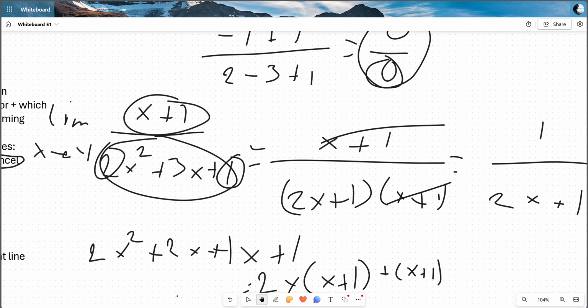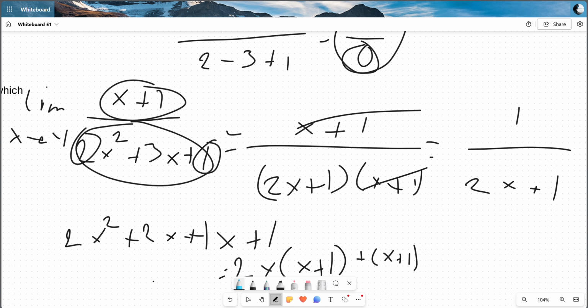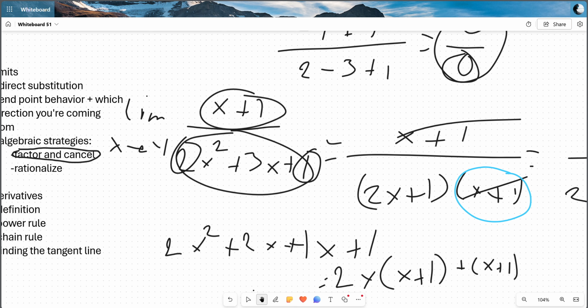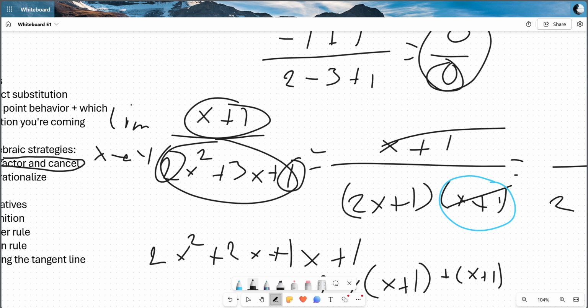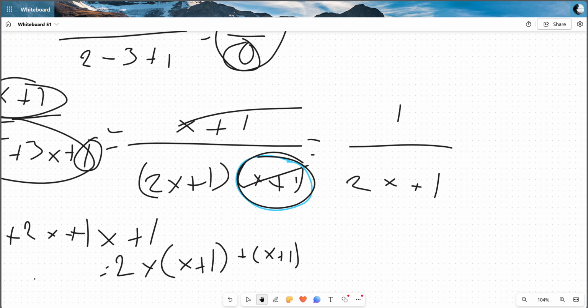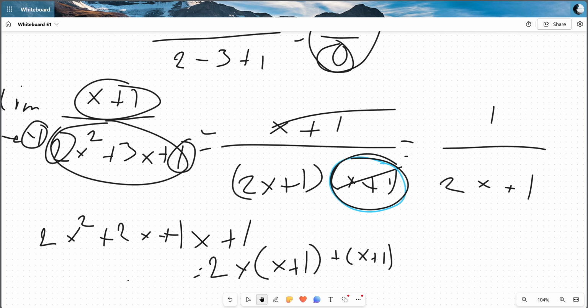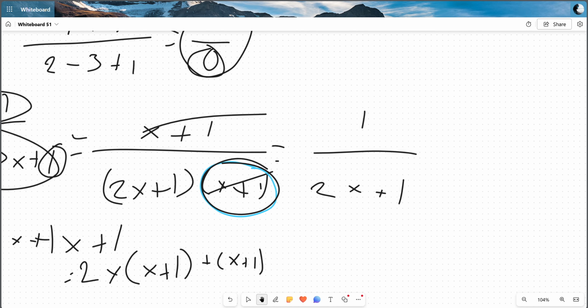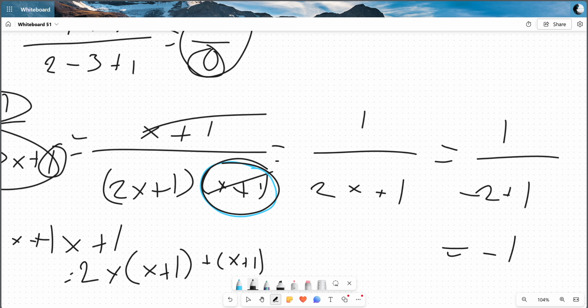What we just did is, after factoring, we cancelled out the x plus 1. This x plus 1 term on the bottom is the one causing our function to be undefined, because we're trying to find the value where x equals negative 1, and negative 1 plus 1 is equal to 0, making the entire bottom 0. That's what's messing us up. But when we cancel it out with the top, that goes away, and we're left with 1 over 2x plus 1. Now we can use direct substitution: 1 over 2 times negative 1 is 1 over negative 2 plus 1, which equals negative 1. Make sense? I hope that made sense.